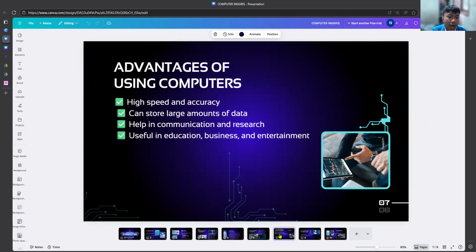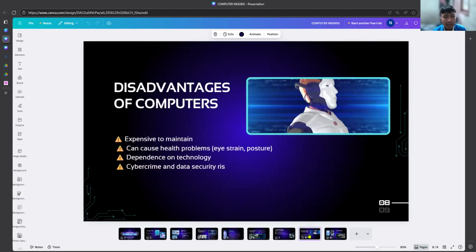Okay, this is an advantage of using computer. This is high speed and accuracy, can store large amounts of data, help in communication and research, useful in education, business and entertainment. This is how to use the computer. You can get all of this.